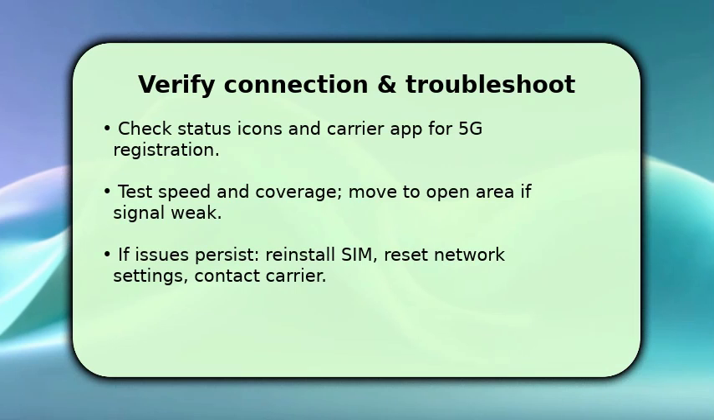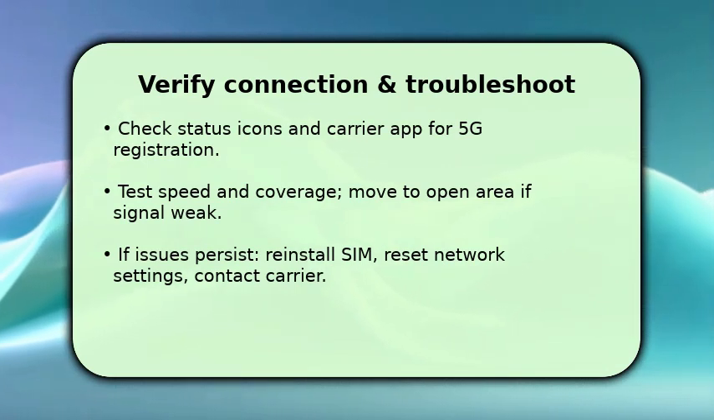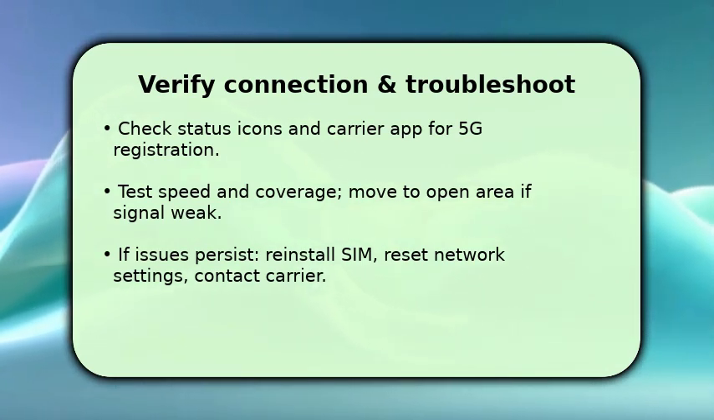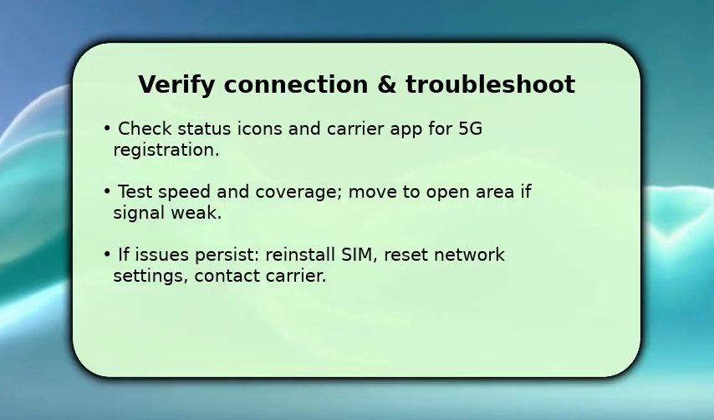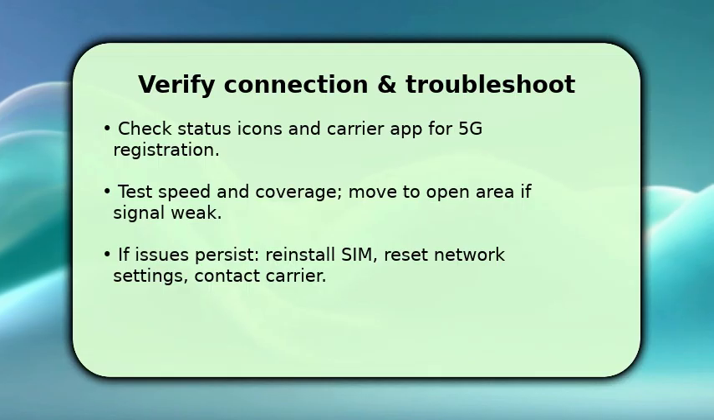Finally, confirm you're on 5G by checking the status bar and your carrier's app for registration details. Run a speed test to verify higher throughput. If results are poor, move to an open area or higher elevation where 5G cells are more likely.